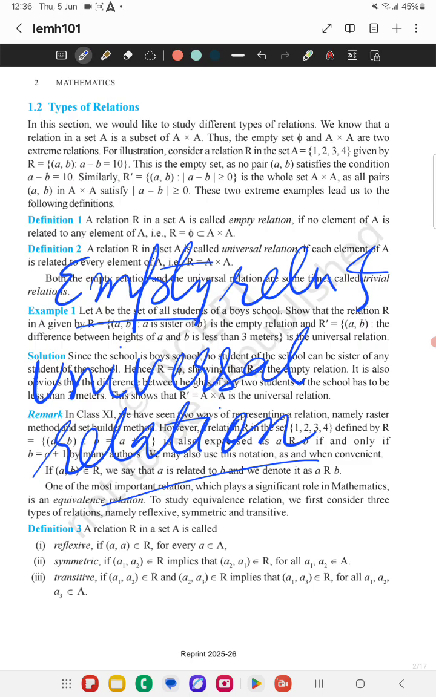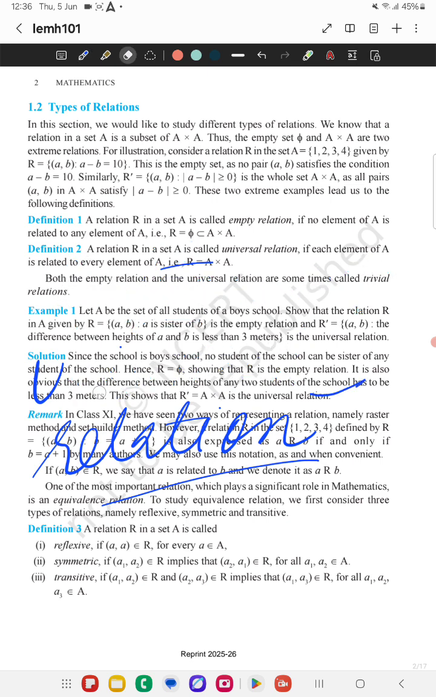Empty relation is one in which no element is related to any other element, and universal is one in which every element of a set is related to the second set. So we'll give you the definition, and after that we will proceed toward the examples. If I take an example, I will take the example that is given in the book.